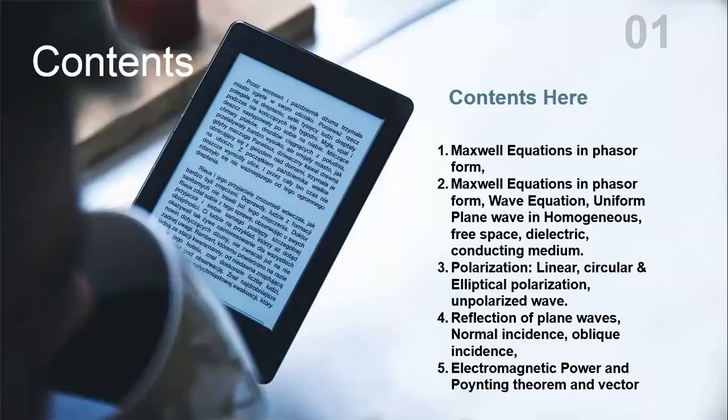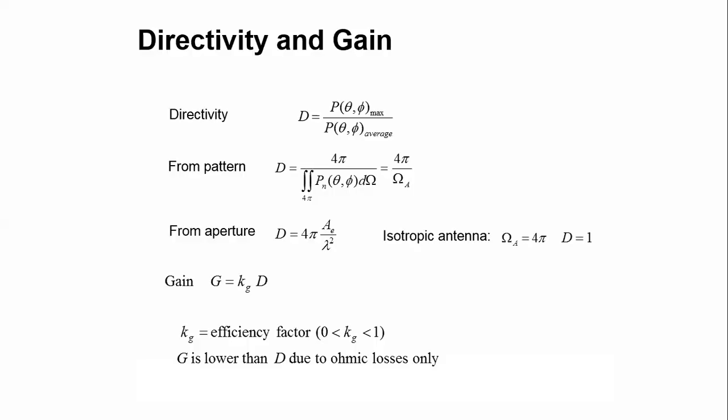In the uniform plane wave, we have the content of Maxwell's equations in phasors, polarization, and reflection of plane waves, and in the last session also we covered a little bit related to polarization as well as the Maxwell equations. Similar to that, a few points were left in the last session, that is the directivity and the gain.